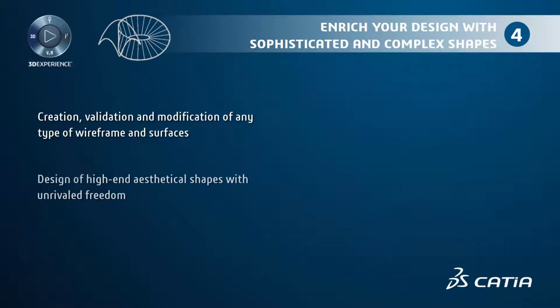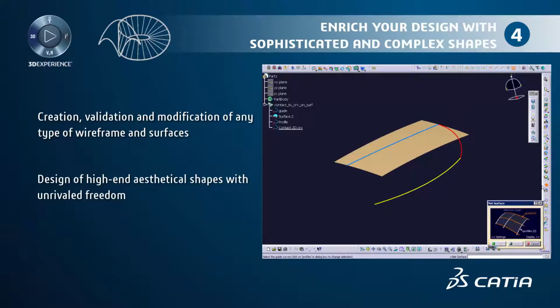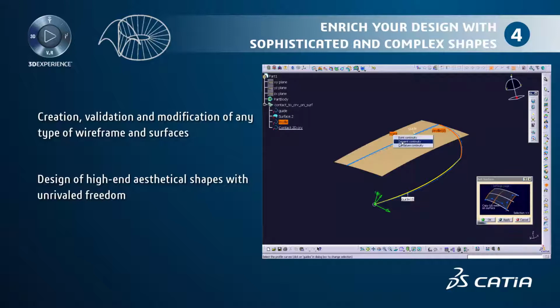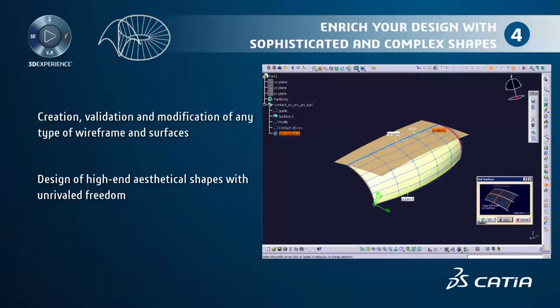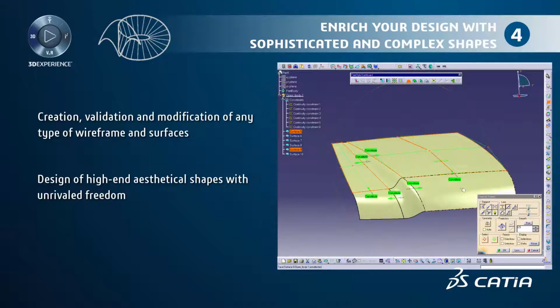How to design high-end aesthetical shapes with an unrivaled freedom? CATIA Freestyle Shape Design provides powerful surface-based tools to help you create styled shapes and surfaces efficiently with automated multi-face curvature and tangency management. You can generate an intuitive dynamic surface creation by sweeping a profile curve along multiple guides.